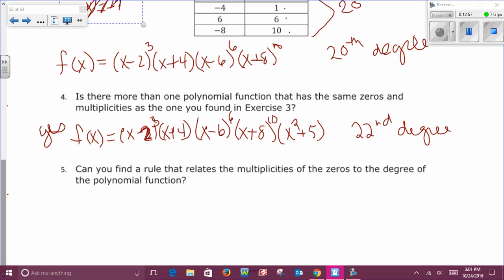And it says, can you find a rule that relates the multiplicities of the zeros to the degree of the polynomial function? The answer to that is yes again.